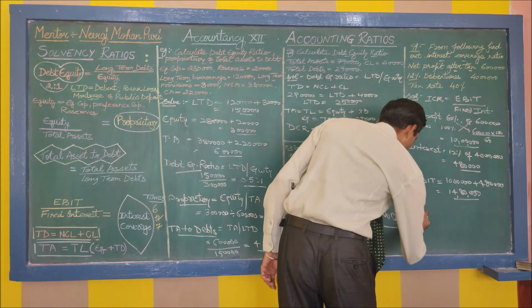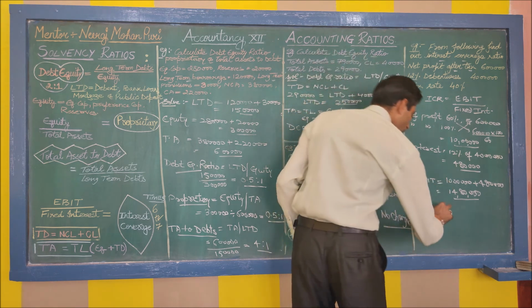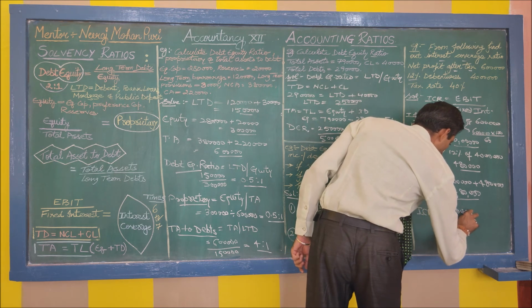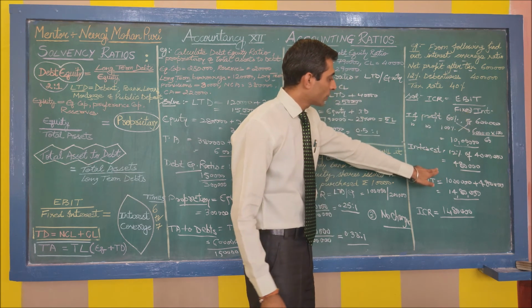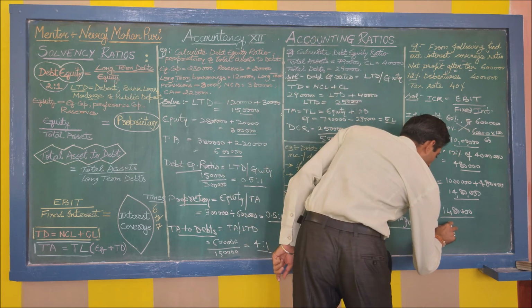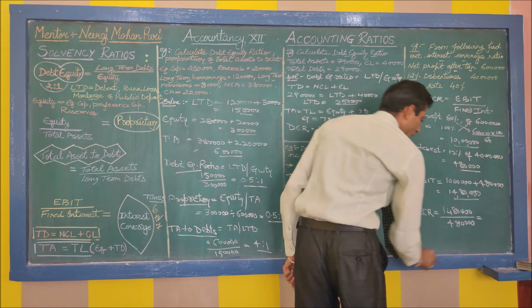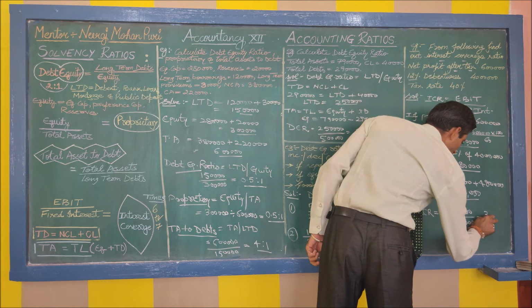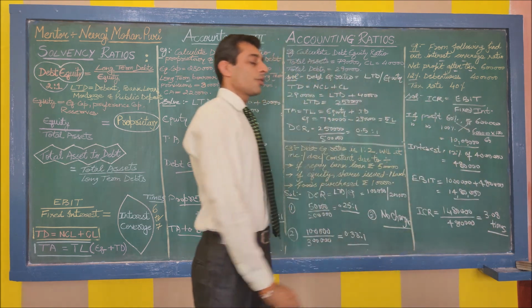Substitute it into the formula. So it is ICR is equal to earnings before interest and tax 14,80,000 divided by fixed interest. This fixed interest 4,80,000 with 4,80,000. So by dividing 4 times 3 is 12. It will come 3.08 times. Answer has to be in terms of times.